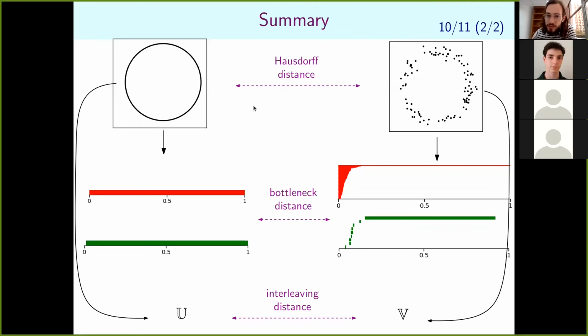Yeah, I can repeat the conclusion. I will even write it in the chat. Stability allows us to use persistent homology in practice. Okay.